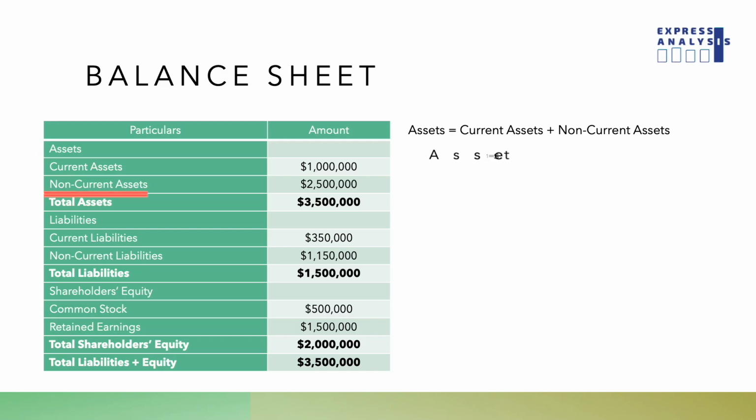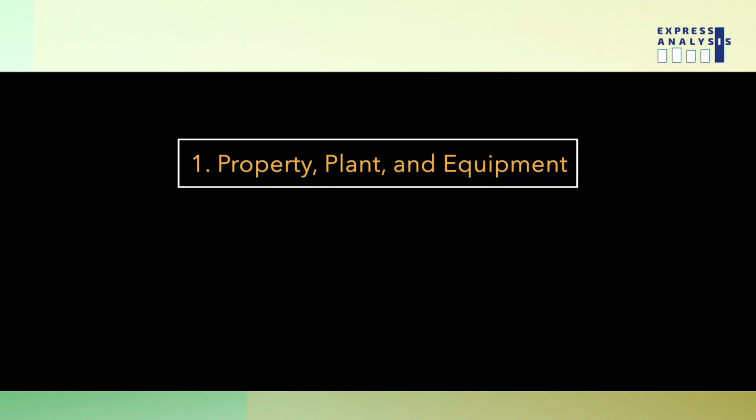Non-current assets are long-term assets that are expected to provide economic benefits beyond 1 year. They are typically used to support the company's operations. Examples include property, plant, and equipment, P&E, physical assets such as land, buildings, machinery, and equipment.